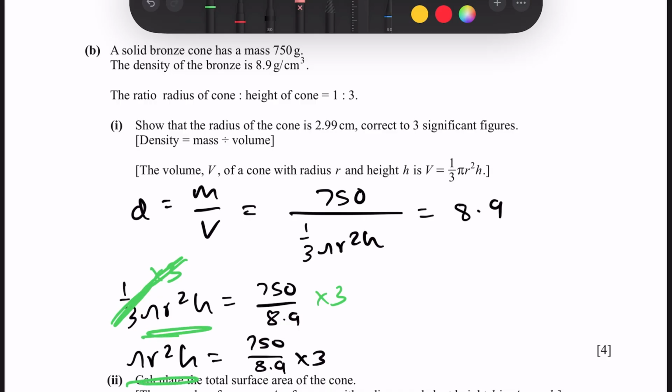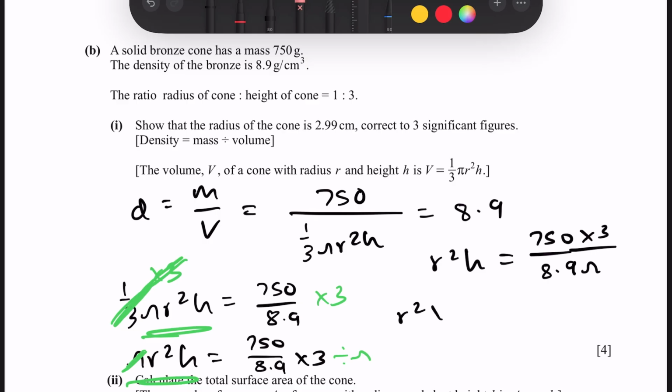giving you pi r squared h left. Now to remove pi, we'd have to divide this by pi in this case. So r squared h would be equal to 750 times 3 divided by 8.9 pi. Now since the ratio of the radius of the cone to the height of the cone is 1:3, this means that 3 radiuses would fit into one height.